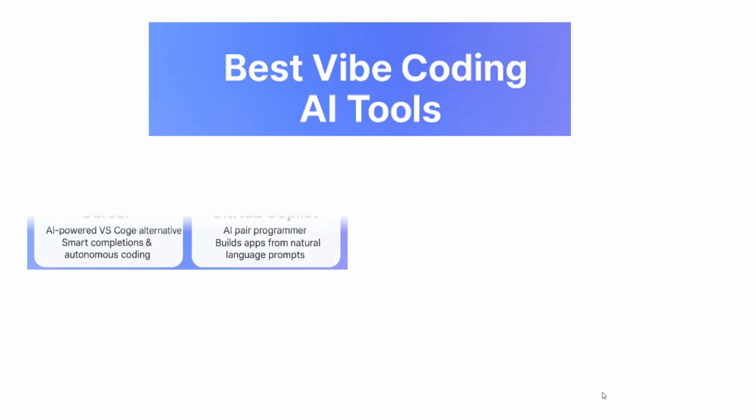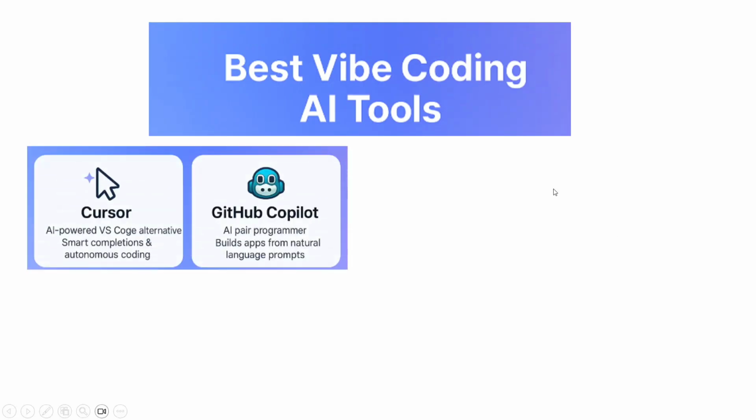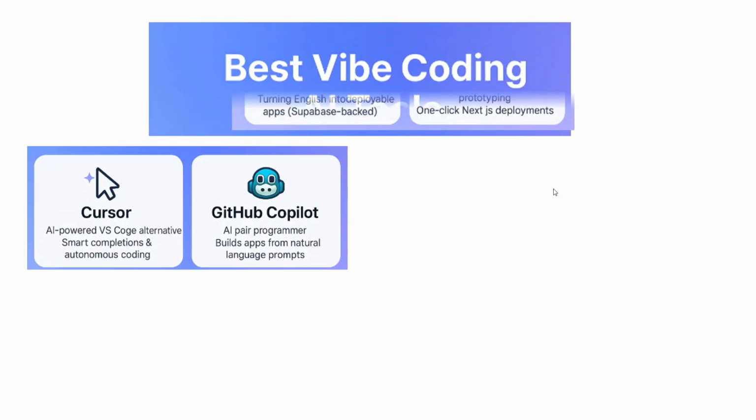Let's get started. Everyone's favorite, Cursor, takes the top spot. It's an AI powered VS Code alternative, which can help you with smart completion, autonomous coding, etc. A lot of features are present there. The next best is GitHub Copilot by GitHub, an AI pair programmer that builds apps from basic language. You can just prompt "build me a website" and it should be able to build that. Both of these have a free trial, so I would suggest you try them out.